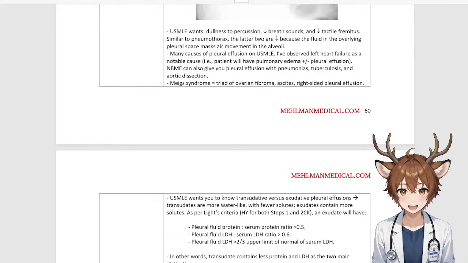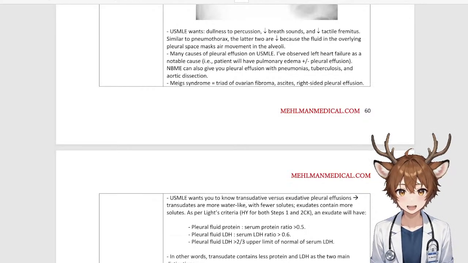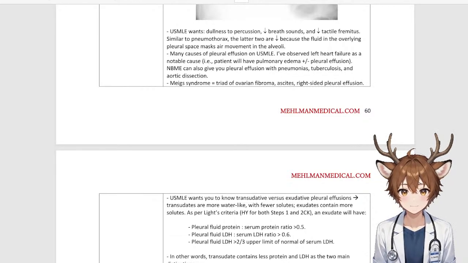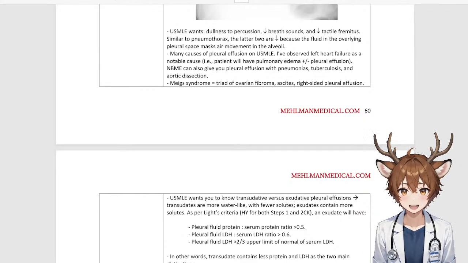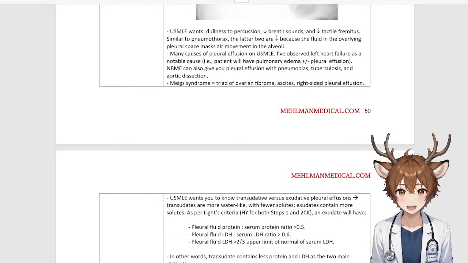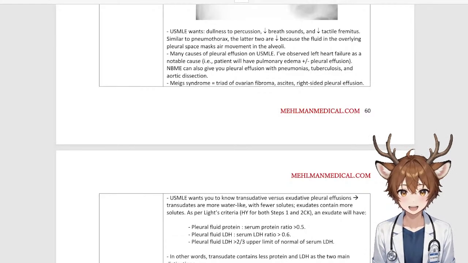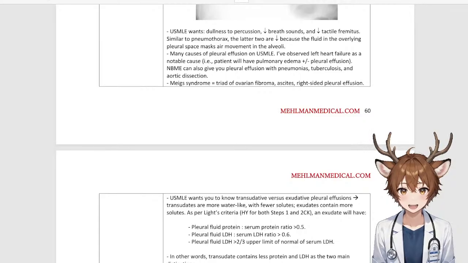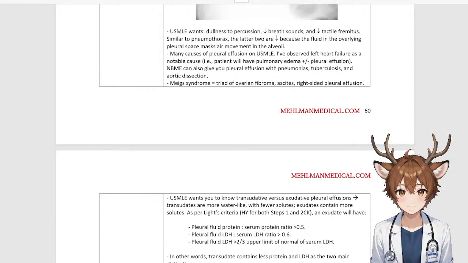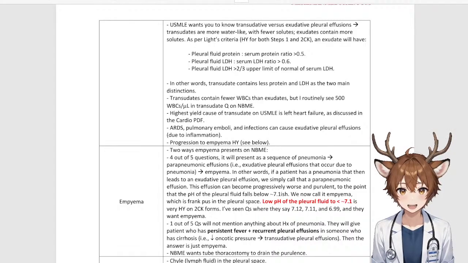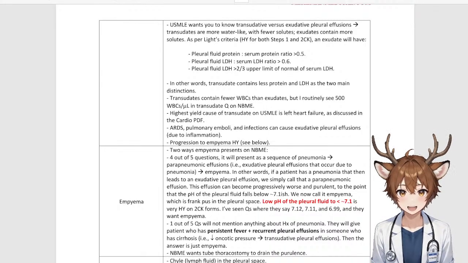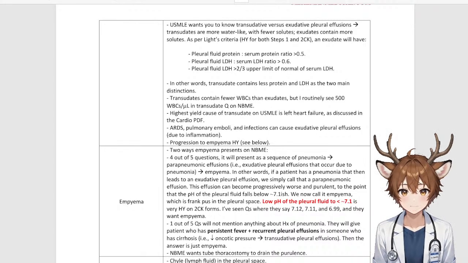As per Light's criteria, high yield for both Step 1 and 2 CK, an exudate will have a pleural fluid protein to serum protein ratio greater than 0.5, a pleural fluid LDH to serum LDH ratio greater than 0.6, or pleural fluid LDH greater than 2/3 the upper limit of normal of serum LDH. In other words, transudate contains less protein and LDH as the two main distinctions.